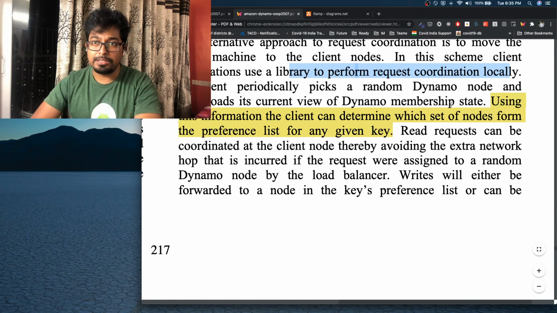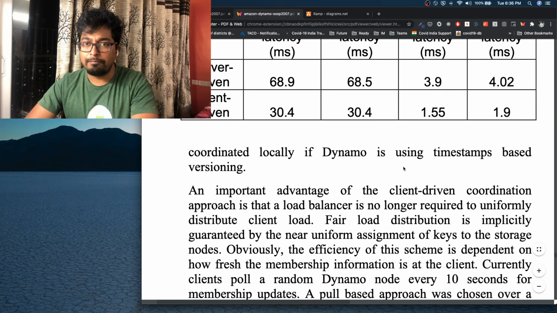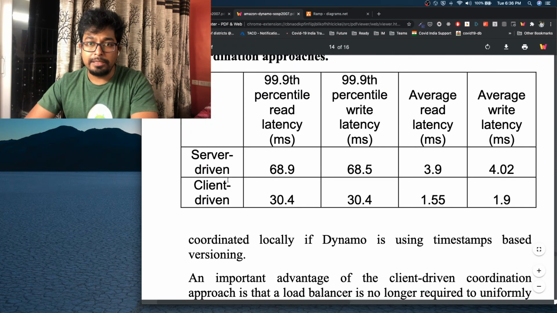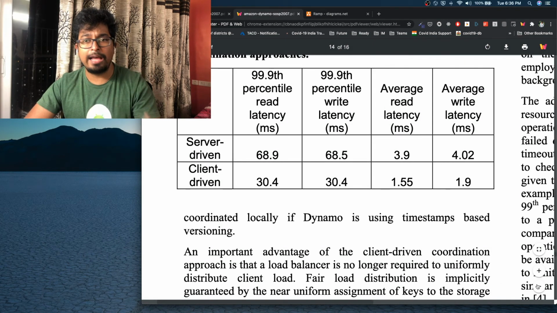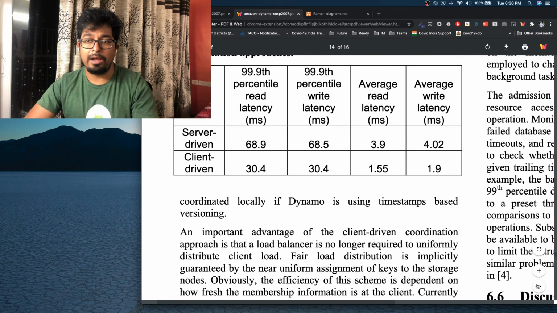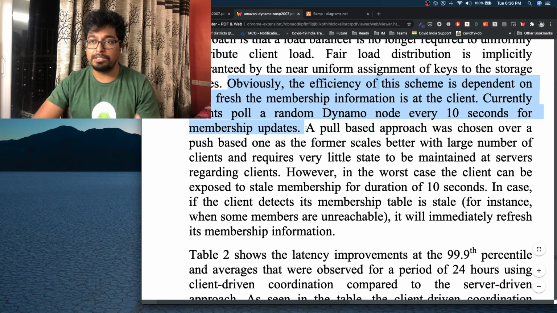So using this information, the client can determine which set of nodes from the preference list for any given key, because the client library contains the Dynamo membership state. With that, they have profiled and they have figured out that the latency for client-driven architecture is of course smaller because you avoid one hop. This is Dynamo trying to eke out as much performance benefit as they can out of the system. Obviously, this has some downsides. The efficiency of this scheme is dependent on how fresh the membership information is at the client. Currently, the client polls a random Dynamo node every 10 seconds for membership updates.